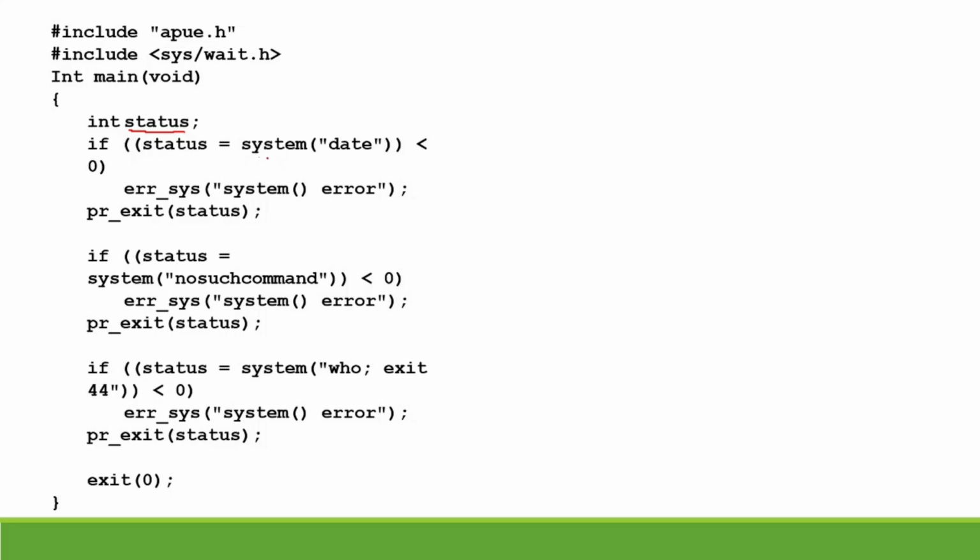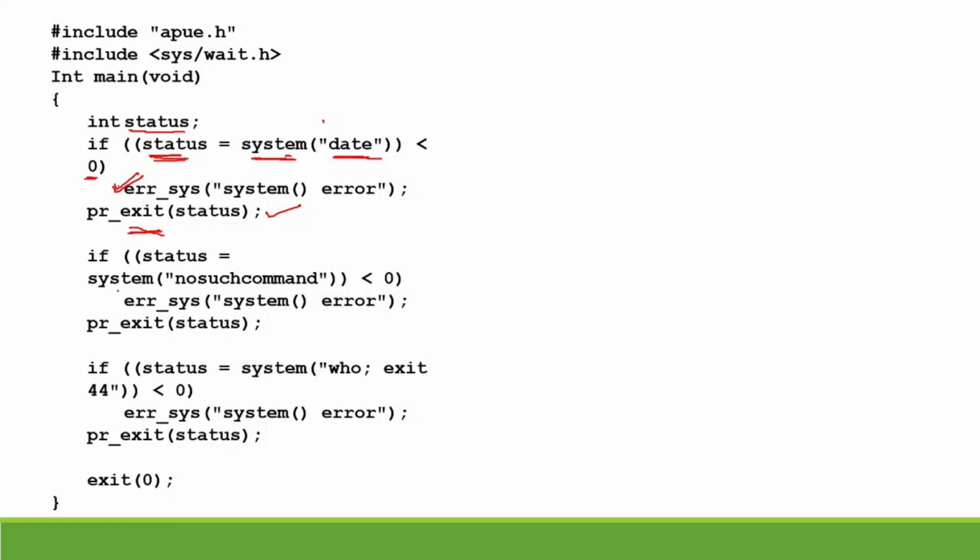First, here we make use of the system call to execute which command? Date command, right? And we check whether this is executed. If the status value is less than 0, then obviously this cannot be executed, so we will display an error message. But if it is not less than 0, if date is successfully executed, then we will print the status value, that is nothing but the exit status of this particular command date. Let us see the output later.